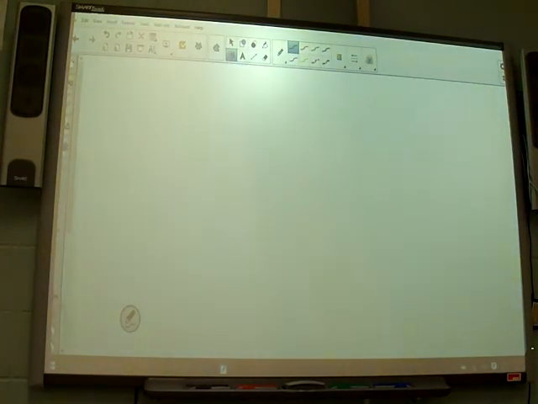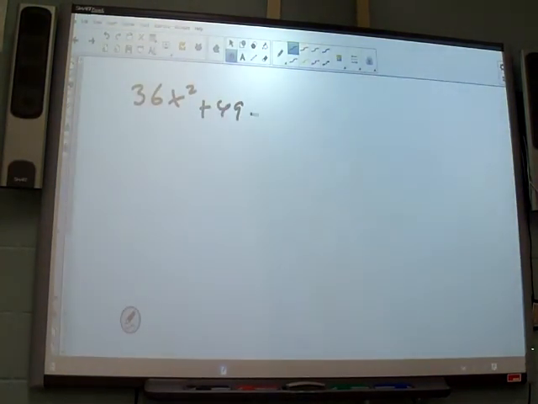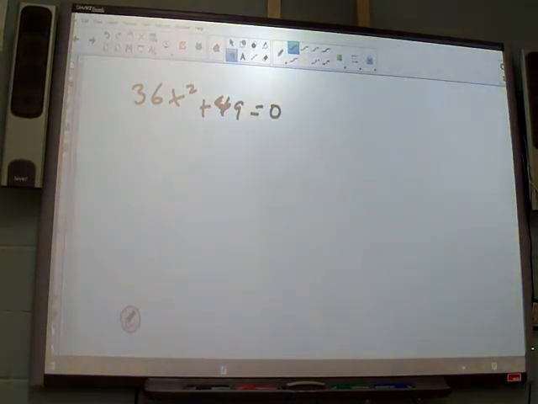Okie dokie, number 6. 36x squared plus 49 is equal to 0. I saw several people do this like they did on number 2. They made their A be 36, their B be 0, and their C be 49. You can do that, that works. I'm going to do it the same way I did on number 2, though. Whenever I don't have a B, I just solve it algebraically. So I'm going to subtract the 49 from both sides. I'm going to leave mine as a fraction, and I'm going to try to explain to you why.